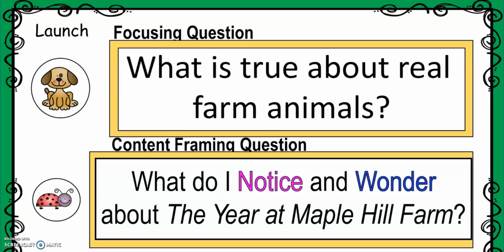In our last book, we looked at what is true about real farm animals. And so today we're going to continue that study. What do I notice and wonder about the year at Maple Hill Farm? There are so many details in this book. So as I'm reading, I want you to notice details from the words and details from the illustrations. Also, as I'm reading, maybe a question will come up in your mind. Maybe you'll wonder about something. Let's head into the book.